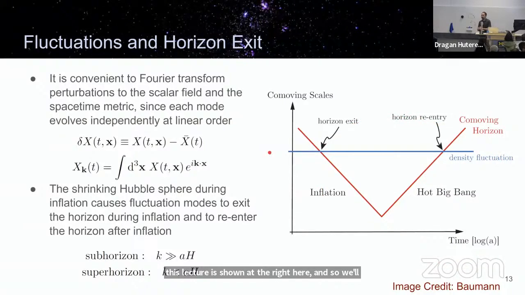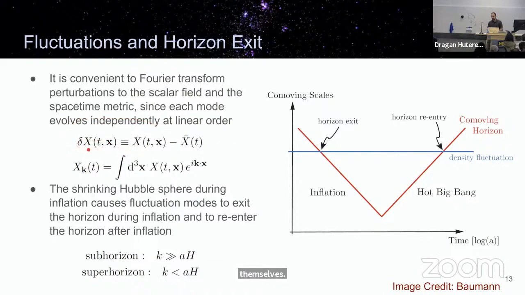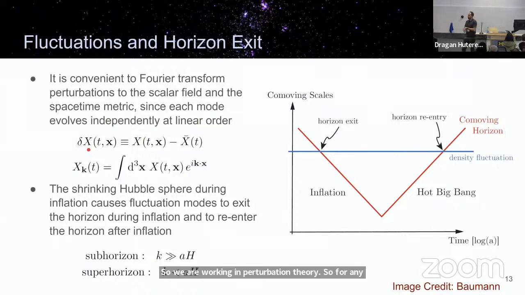But first, let me just say that, as we've heard a number of times so far in this school, it's very convenient to talk about things in terms of Fourier modes rather than in terms of the quantities themselves. So we are working in perturbation theory. For any quantity, and in particular we're thinking about the scalar field itself or the metric, we work to first order in deviations from that uniform background. So for any quantity, we define the perturbation as the quantity at some particular point in space minus the average, uniform, background quantity. And then we work with the Fourier modes of that quantity by taking the Fourier transform of the perturbations.